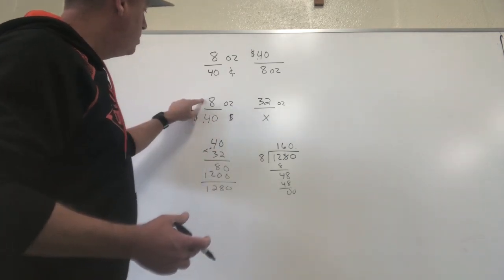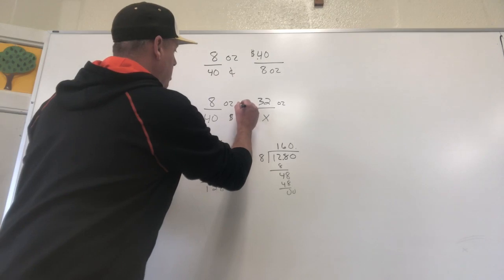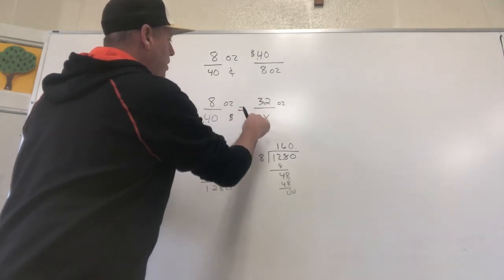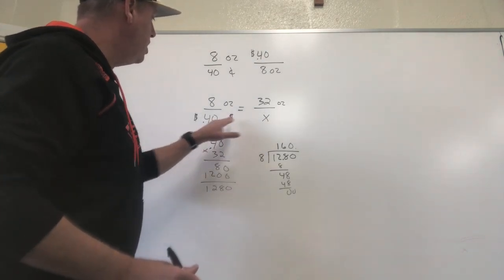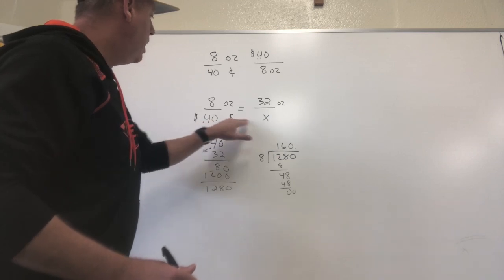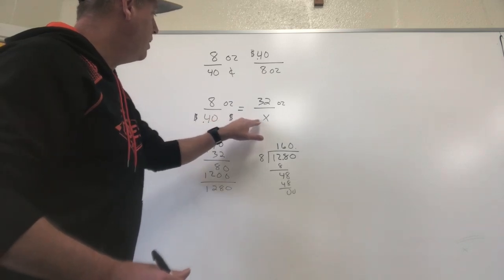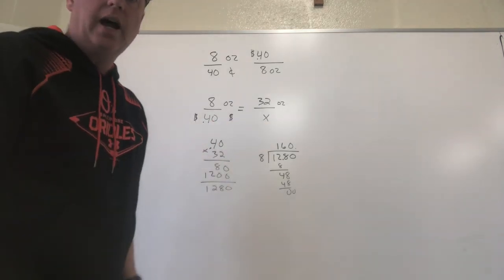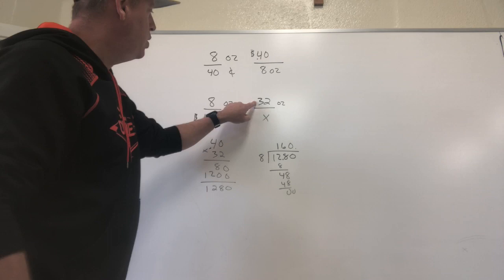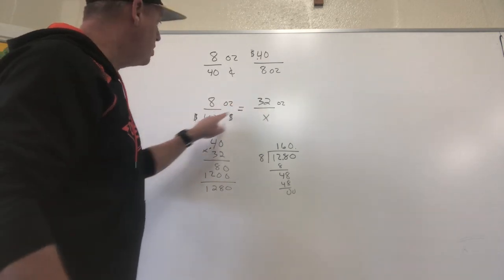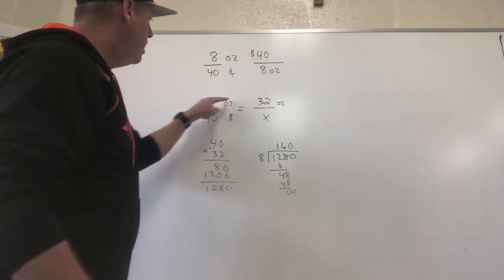So I have 8 ounces over 40 cents equals 32 ounces over some amount of money. I want to know how much it costs, and that's the unknown. It's on the same level as the money: ounces, ounces, money, money. And this is where we get into the cross multiply and divide. I want to multiply 40 cents times 32, cross multiply, and then divide it by 8.